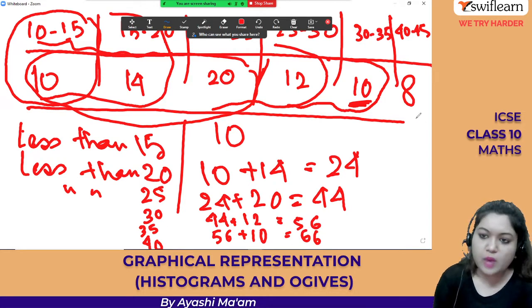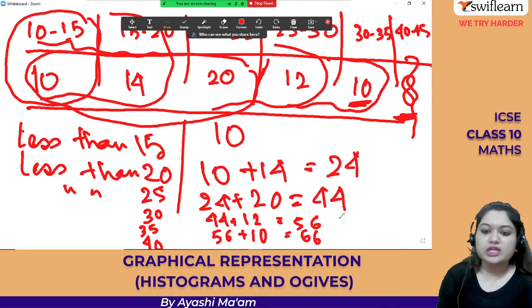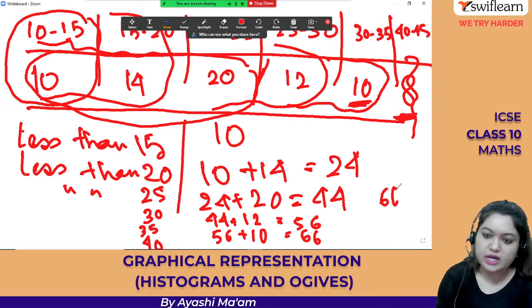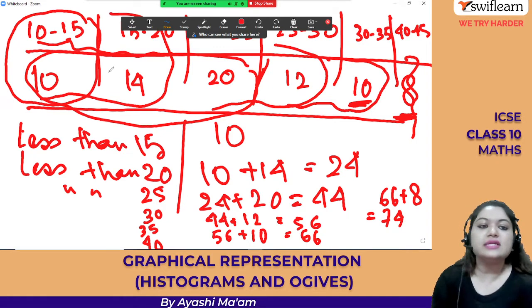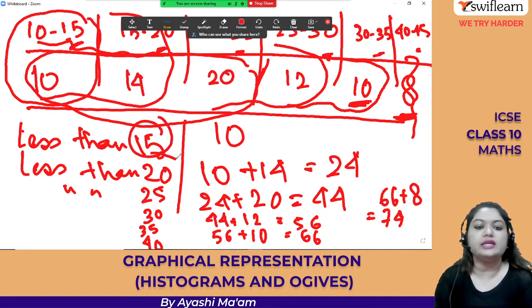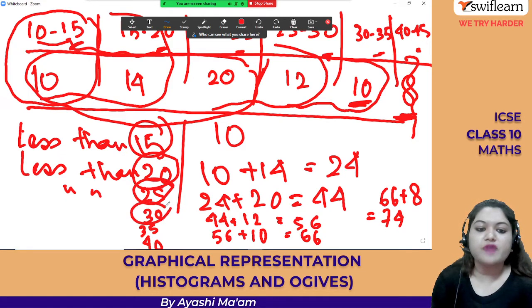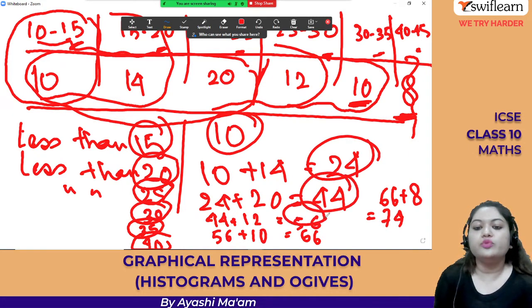And the last one is what? Less than 40. That means all these together. So for the last one I'm writing here, 66 plus 8. That is going to give you 74, right? And what are the upper class limits? 15, 20, 25, 30, 35, 40. Here we have taken the upper class limits only. And these are our cumulative frequencies.